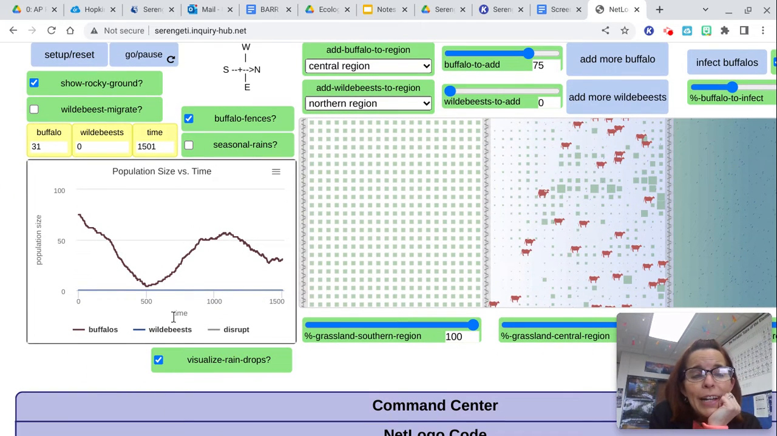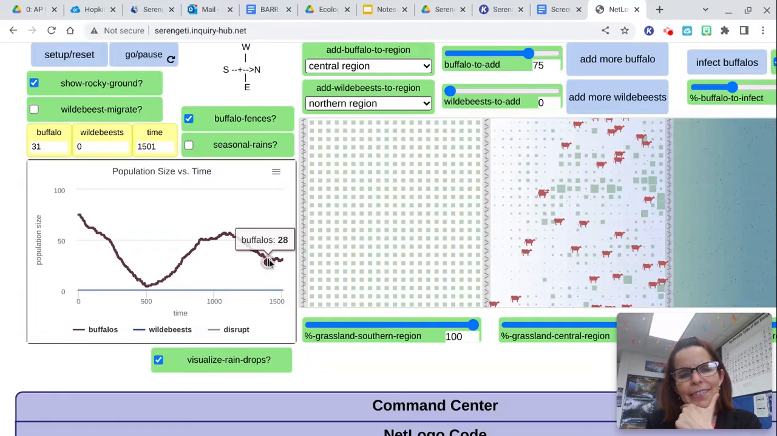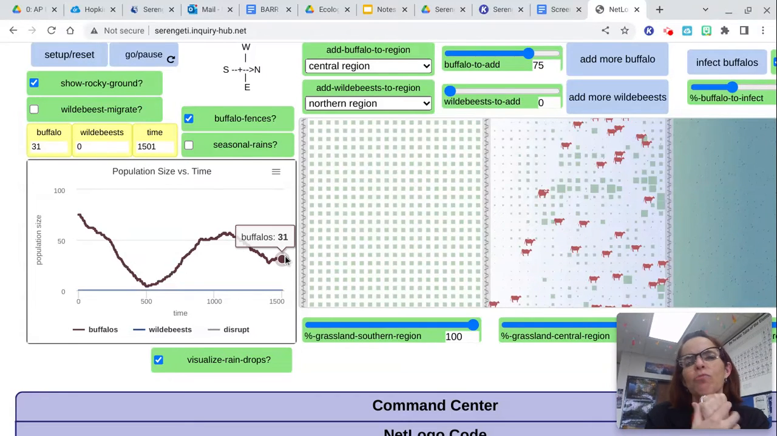All right, so what happened this time? Well, we started with 75 and they just bottomed out. They barely survived. We got down to 4 buffalo at our lowest. But then they bounced back and went over 50. Then they rebounded again and went down to 28. I'm going to guess that if we went to 2,000, which takes a long time, they would fluctuate again right around 40, which is what we saw last time. So I want you to keep that one in mind.